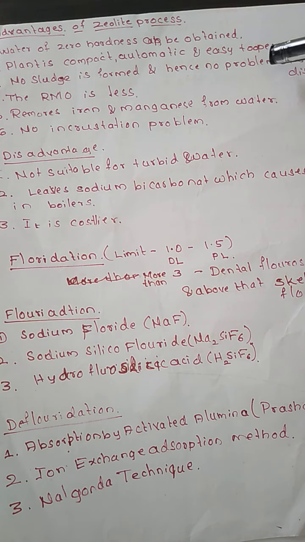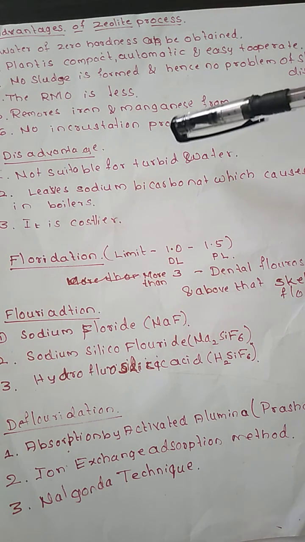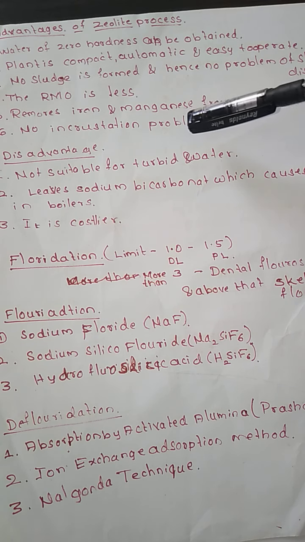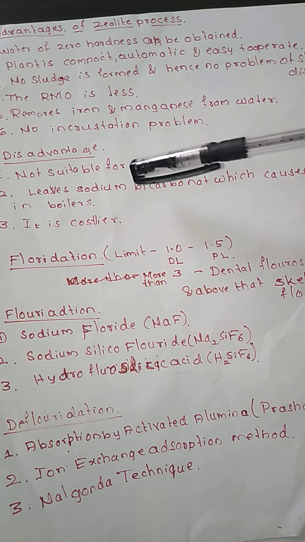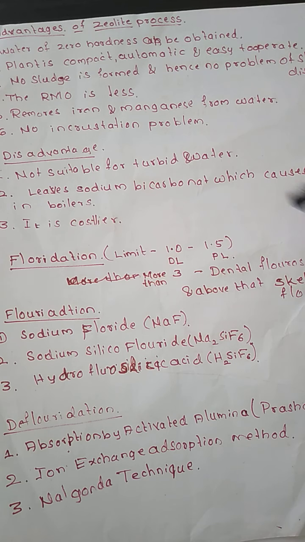Now we will see some of the advantages of the zeolite process. Water of zero hardness can be obtained. The plant is compact, automatic and easy to operate. No sludge is formed, and the running, maintenance and operation cost is less. It removes iron and manganese from water. No incrustation problem. Not suitable for turbid water. Okay, these are some of the disadvantages. It is a bit costlier, and leaves sodium carbonate, which causes foaming.